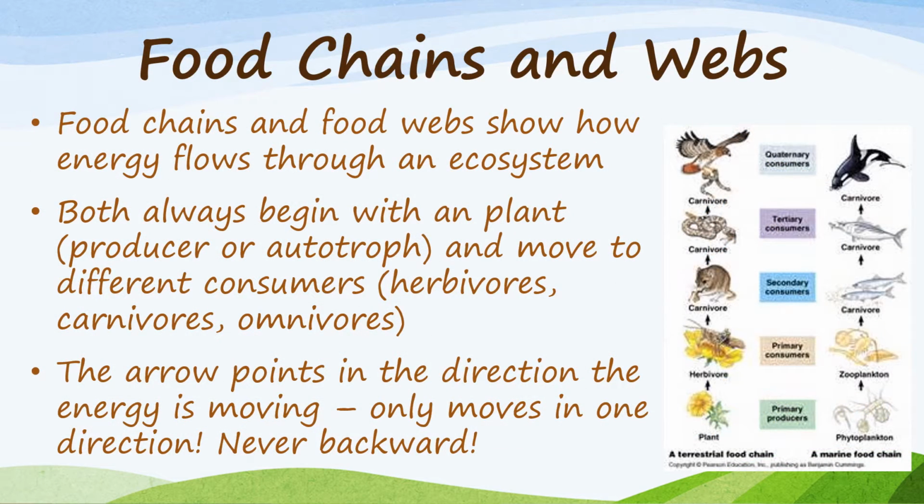Now, food chains and food webs always begin with a plant. We call them producers or autotrophs, and I'll go over that a little bit more in a second. And then after the plant, they move on to different consumers, like your herbivores, carnivores, and omnivores. The arrow only points in the direction that the energy moves. So it only goes one way. It can never go backwards. You never see the energy going from the bug to the plant.